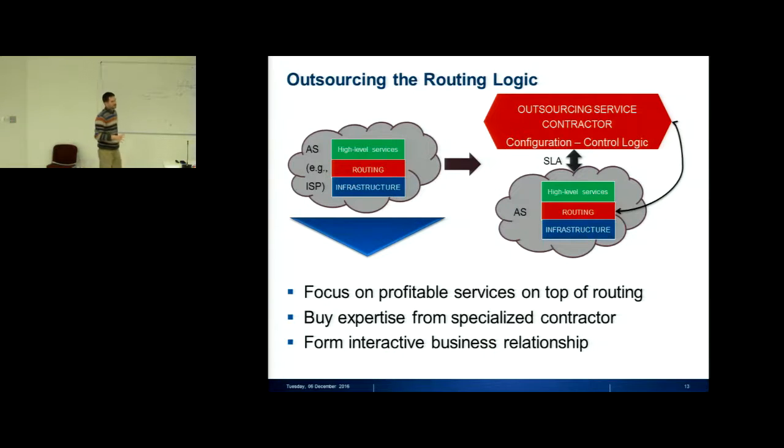And this makes sense for various reasons. One reason is that routing and BGP management is very complicated, and usually, especially small internet service providers don't have the expertise to manage BGP. I think it wouldn't be a lie to say that it might take a PhD to understand how BGP works. That it can be that complicated.